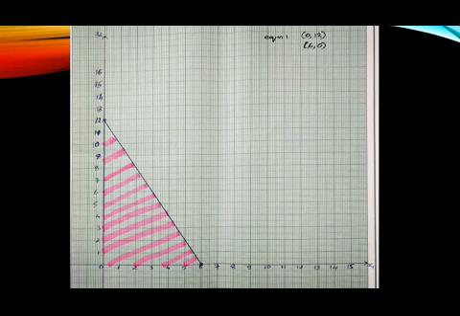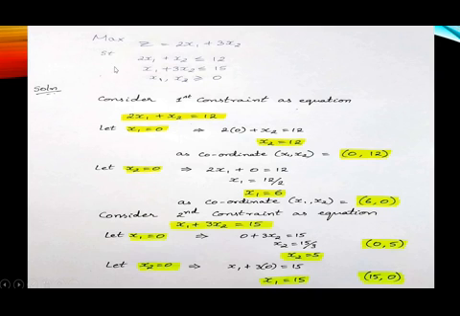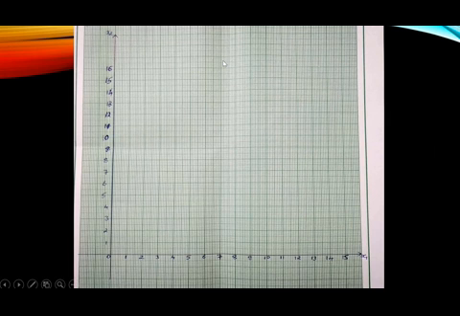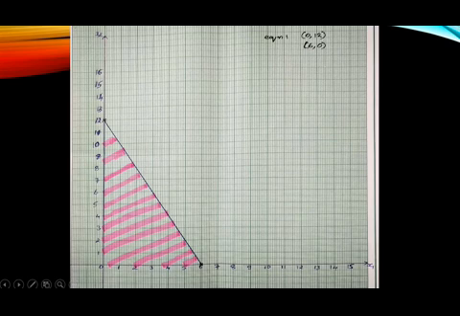But what was the constraint? 2x1 plus x2 less than equal to 12. So when I considered it as an equation, I got the points as 0, 12 and 6, 0. But the actual constraint was less than equal to the given value. So when I say less than equal to, it is a region below the line. So the region below the line, I shade it. This will be my feasible region for first constraint.